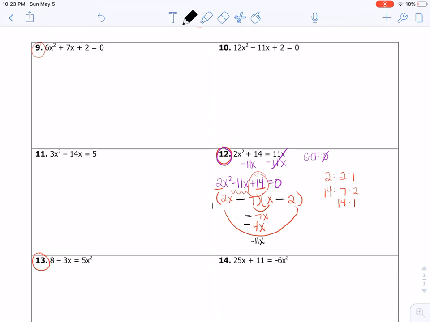Now I set both parts equal to 0. And I have 2x minus 7 equals 0. X minus 2 equals 0. So if I add 2, I have x equals 2. I'm going to add 7. And so I have 2x equals 7. Divide by 2, divide by 2. X also equals 7/2.